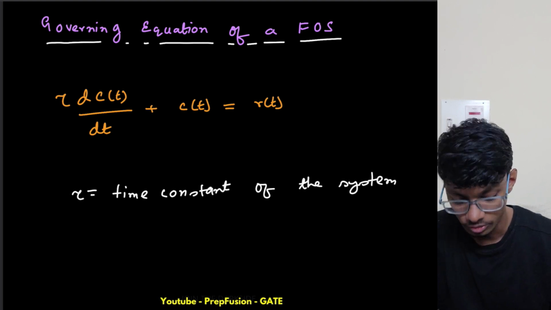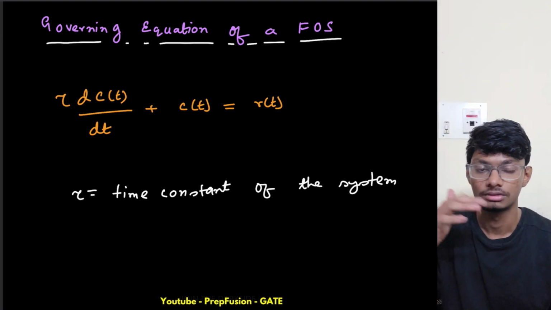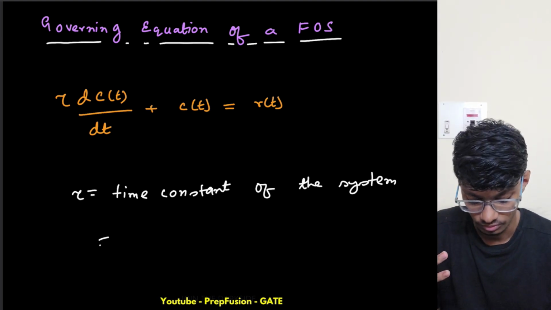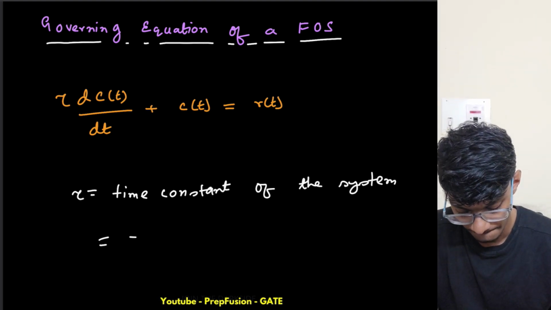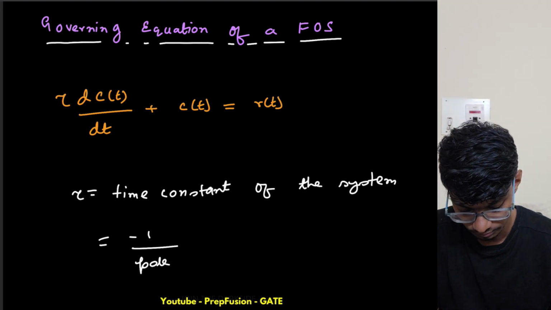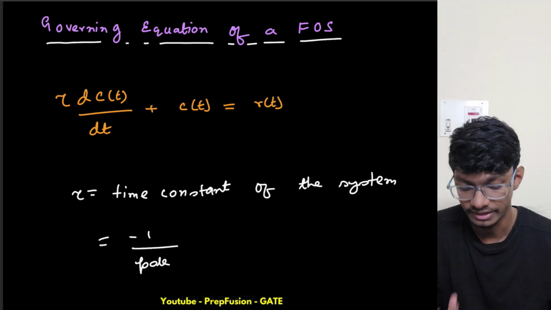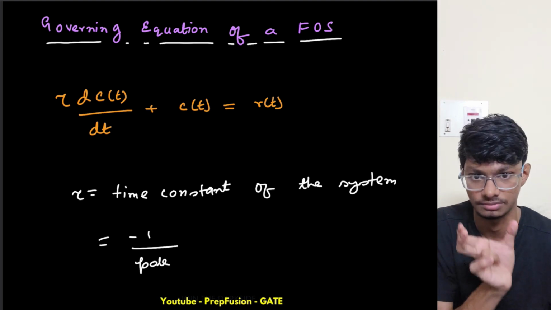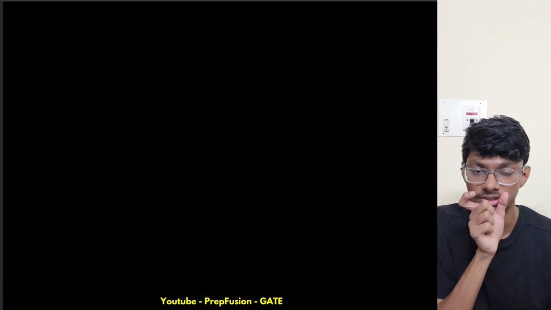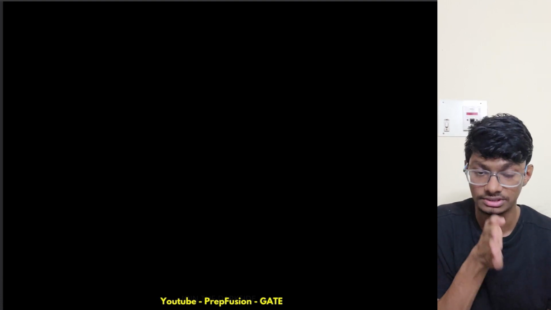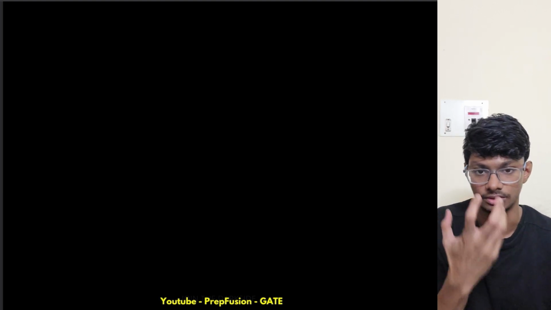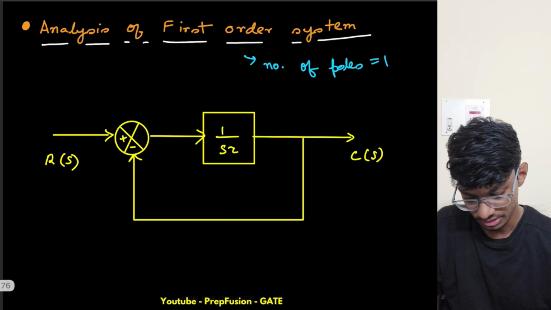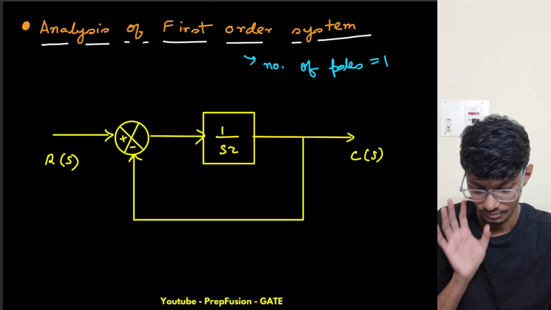and it may also be defined as the negative inverse of the poles, or simply the inverse of the magnitude of the poles. So 1 by poles you can say, okay, but time constant is valid only for a stable system. It is defined only for a stable system, right? Or when we have a unit step input, then time constant is defined as the time at which it reaches 63.2% of its steady state value. When we do the unit step response, there we will understand it. So this is basically a first order system.